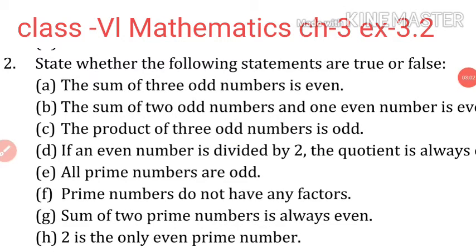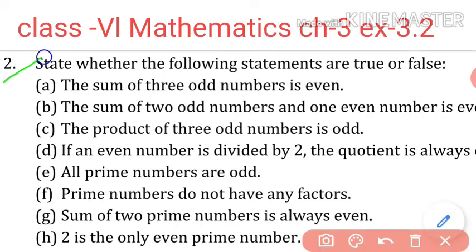Now come to the next question, question number 2. State whether the following statements are true or false. We have to state whether true or false. Question A. The sum of 3 odd numbers is even. Sum of 3 odd numbers, is this true or false? Now take 3 odd numbers, 1, then 3 and 5. These are what? Odd numbers, isn't it?